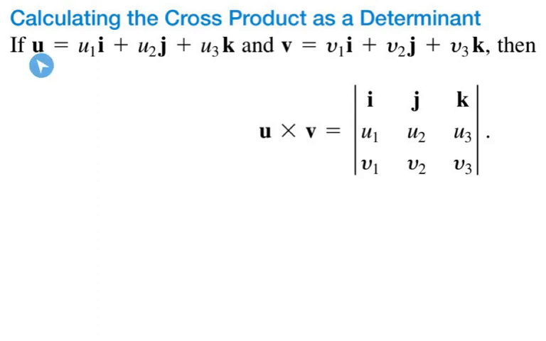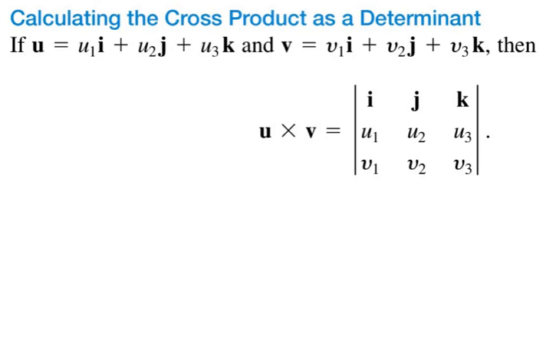If we have 2 vectors, U in IJK component form and V also in IJK component form, then for U cross V, we put I, J, and K, thinking of them as X, Y, and Z, in the first row, vector U components in the second row, and vector V components in the third row. If this was V cross U, we would switch those bottom 2 rows. Once we've set this up, we would calculate our 3 by 3 determinant.